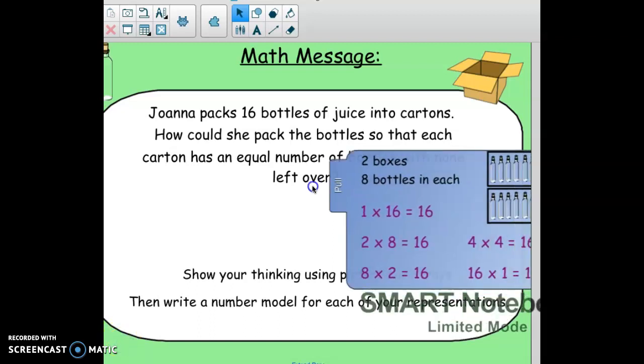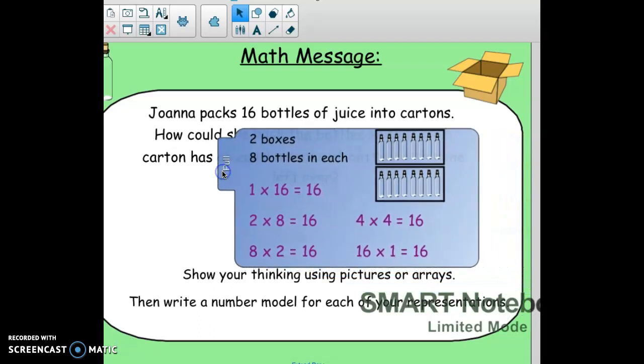Here are some possible number models that you might have come up with: 1 times 16, 2 times 8, 8 times 2, 4 times 4, or 16 times 1. The example shown here would fit the number model 2 times 8 equals 16. There are 2 boxes, or 2 rectangles, and 8 bottles in each of the boxes, which represents 2 times 8.